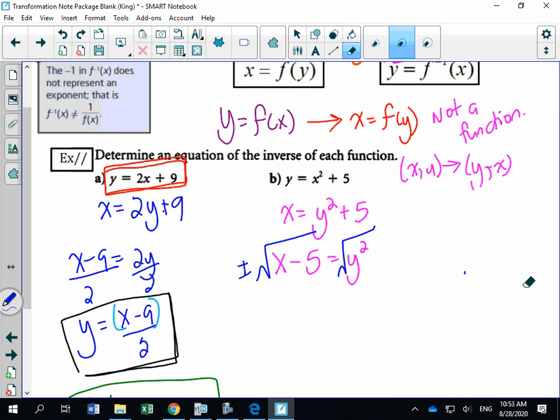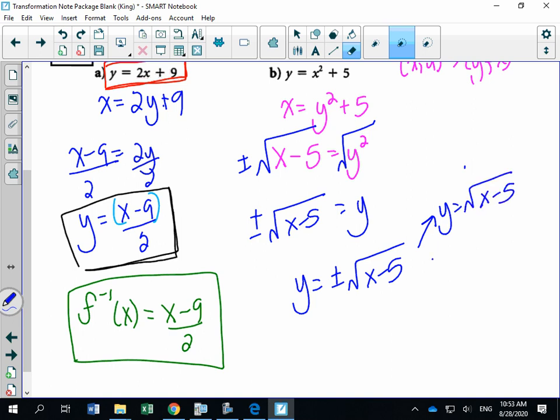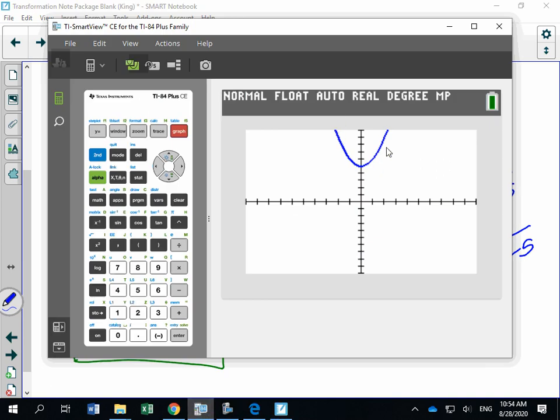Okay, so I'm going to just erase that. So the square root of y squared is y. It's equal to plus or minus the square root of x minus 5. So this is the equation of my inverse. y is equal to the square root of x minus 5 and y is equal to the negative square root of x minus 5. Okay, if I graph these two, I'm going to get the inverse of this guy.